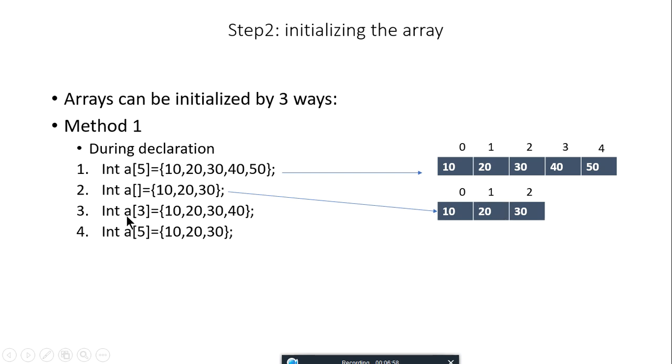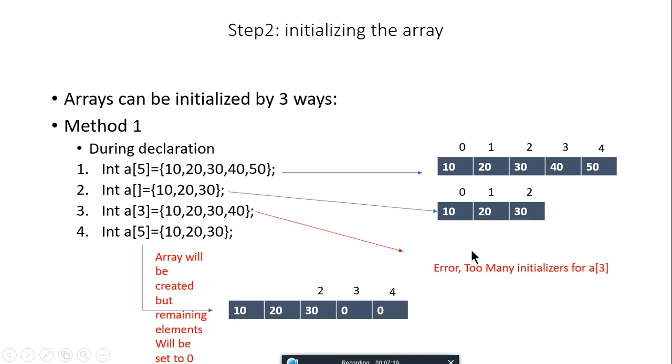Okay, now what if you do this? Like you have declared an array of 3 but putting values 10, 20, 30, 40. As I have told you, if you declare an array of size 3, then array counting will start from 0 to n minus 1, that is 0 to 2. So there is no space allotted to put this value 40. If you do this, compiler will generate an error message like this one, too many initializers for A3.